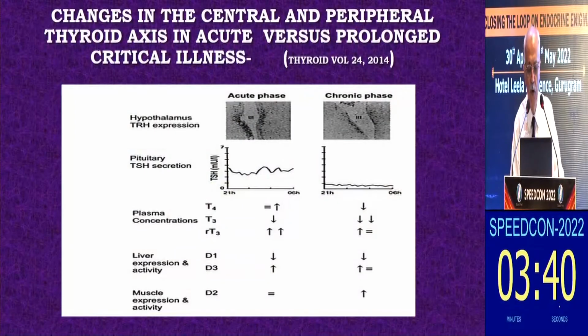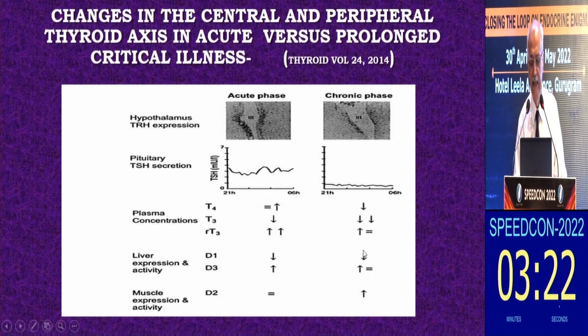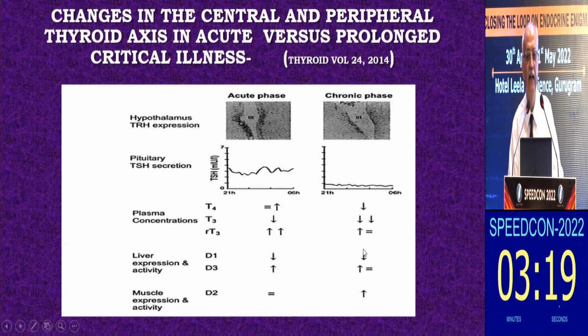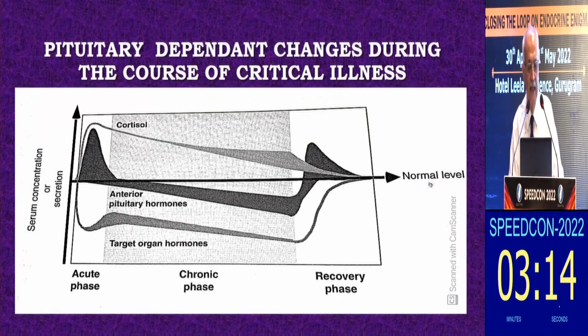So in the acute phase of the illness, the TSH increases, and the T4 can increase, T3 becomes low, reverse T3 increases, D1 decreases. Whereas in the chronic phase, the hypothalamic expression decreases, the TSH decreases, T4 decreases, T3 decreases, and the reverse T3 increases, and D1 decreases. So these are changes that occur in non-thyroidal illness that can confound your thyroid function tests. And this is what happens in the case of critical illness.